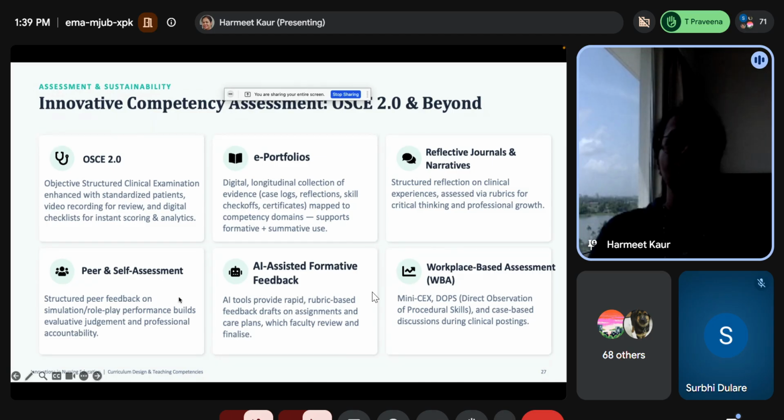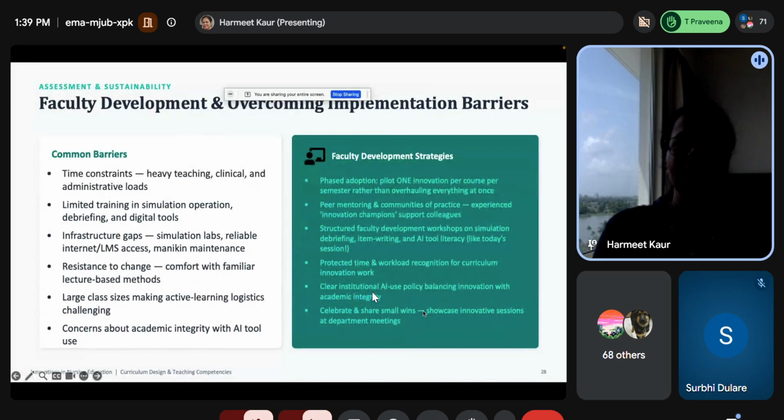Then peer assessments, self-assessment can also be done. Let the students do the self-assessment. Let the other student do the peer assessment for the student. Okay. Then AI-assisted formatted feedback. The same way I have used Claude, you can use it. There you can use different kinds of assessment scenarios for this.